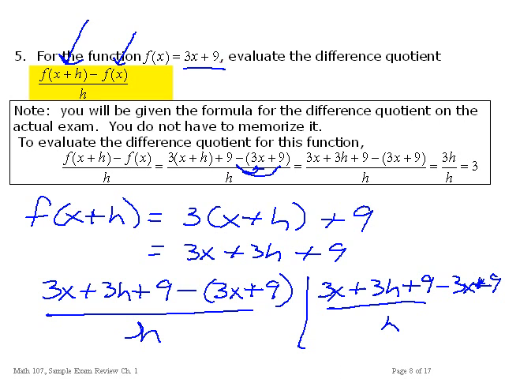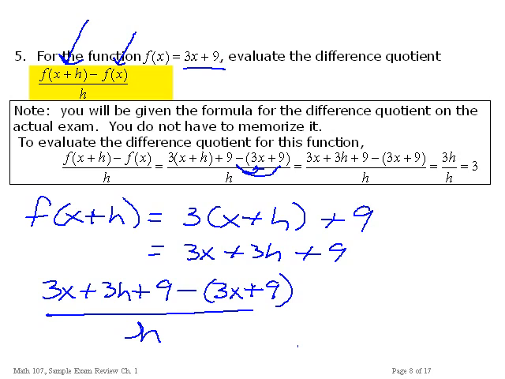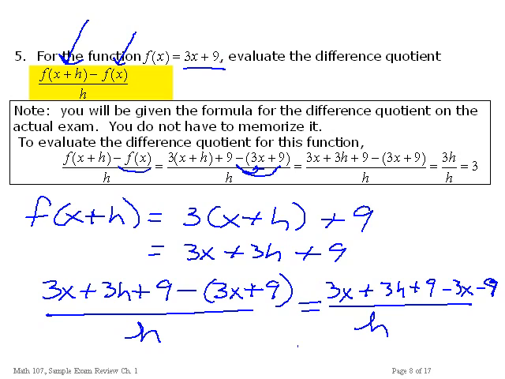Okay, I'm going to get rid of this. And I'm going to go here and carry through that negative sign. So I have 3x plus 3h plus 9. Now, minus 3x minus 9. Obviously, if you can remember to do that, you don't have to write it in parentheses. But this means subtract the entire function, not just the 3x, but everything.